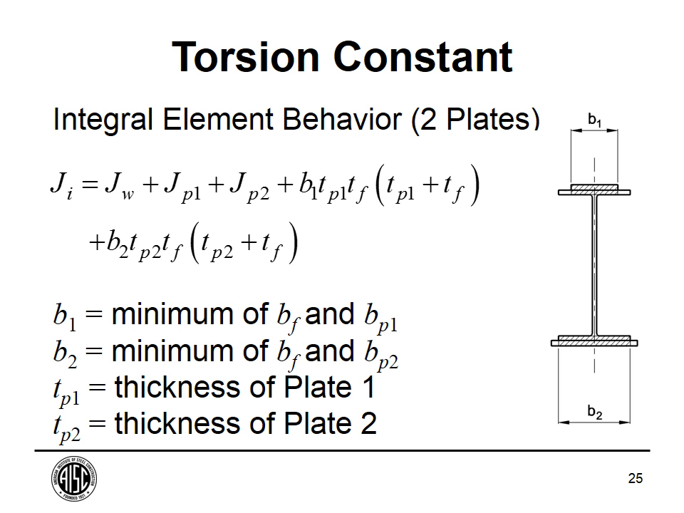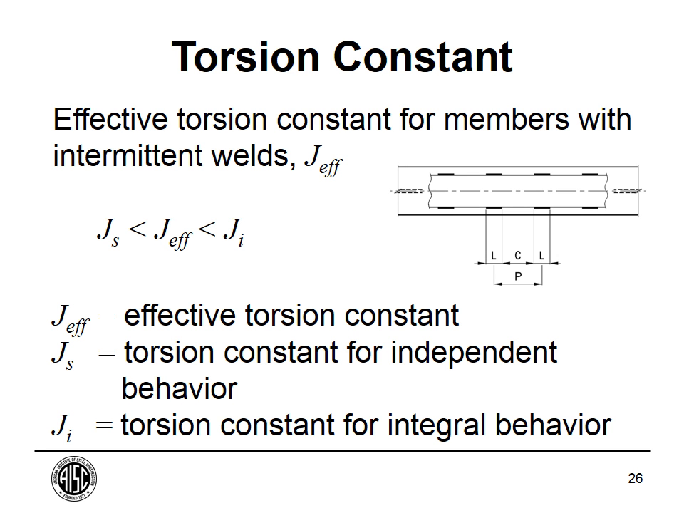And there's the equation if you have 2 plates, one on top and one on bottom. But here's one of the main things I wanted to talk about here, is if you have stitch welds, or as they're known in the AISC specification, intermittent welds, then you have an area at the welds where you're probably going to get close to the integral behavior. And then in between the welds, over this distance C here, you're going to have the independent behavior.